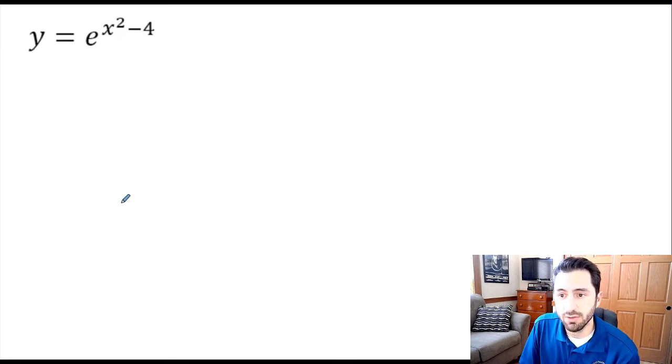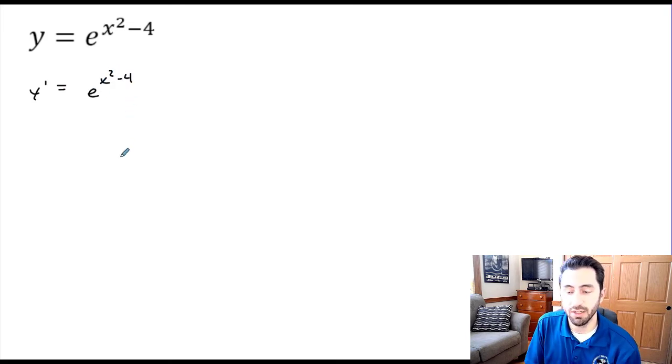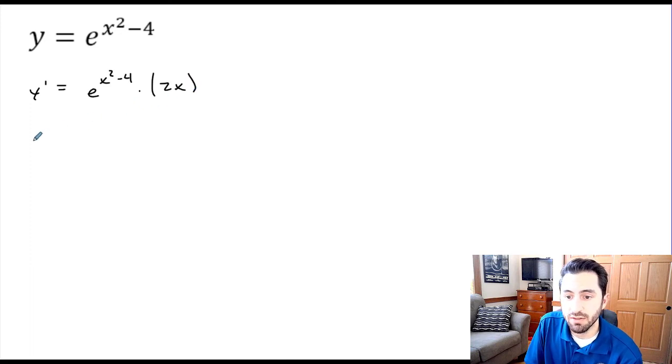So I have y is equal to e to the x squared minus 4 power. So then my derivative is going to be equal to the original function. So I'm just going to repeat this because the derivative of e to something is itself. And then we're going to multiply this by the derivative of the exponent. And the derivative of the exponent, we can find that by using the power rule. So the derivative of x squared is 2x, and the derivative of negative 4 is just 0. So that's it. That's our derivative.